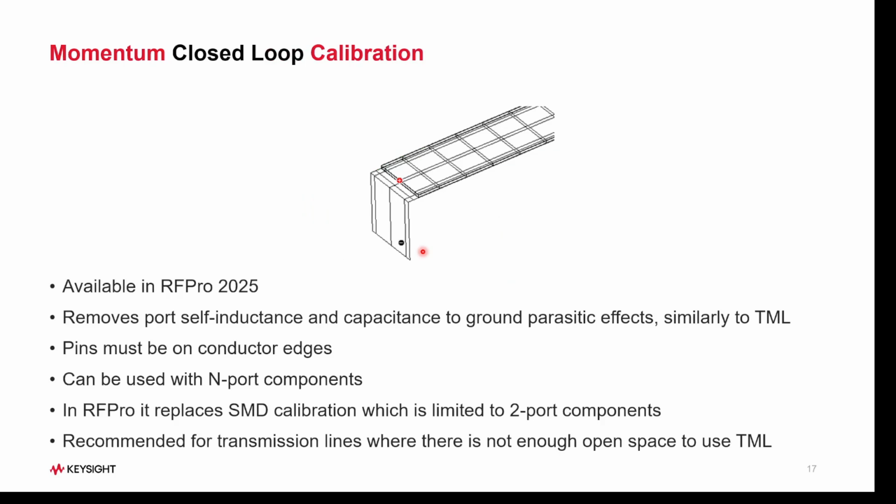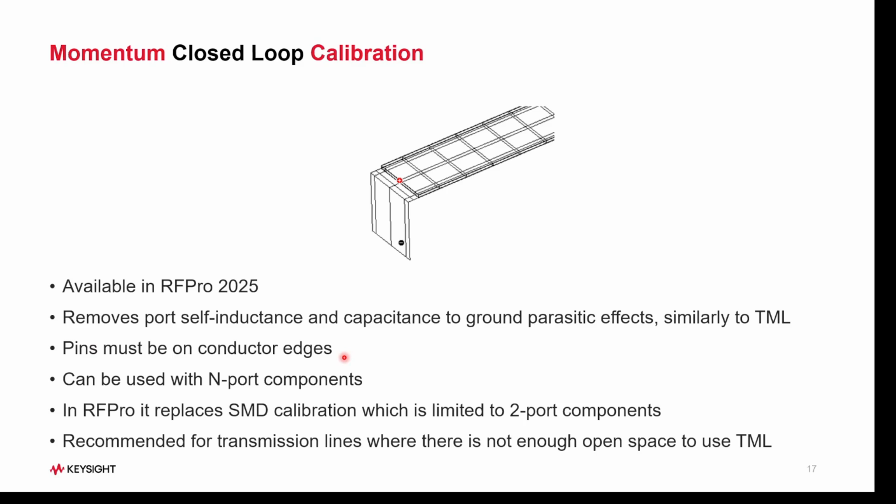Let's finally get to closed loop calibration. This is a new calibration model option available in RF Pro 2025. You remove self-inductance and capacitance to ground parasitic effects, very similar to what TML does, but in a different way. Pins must still be on the conductor edges, let's not forget that.